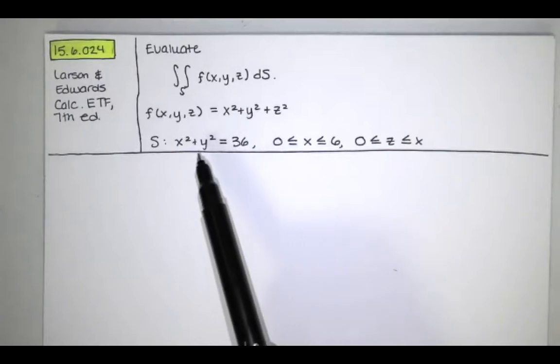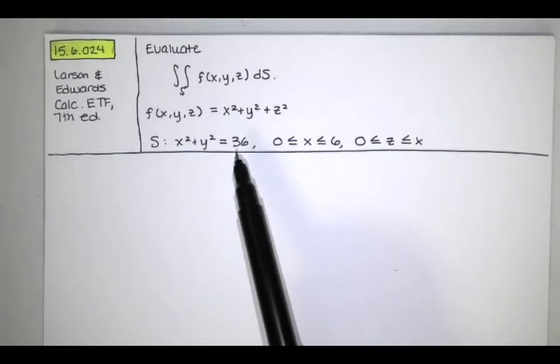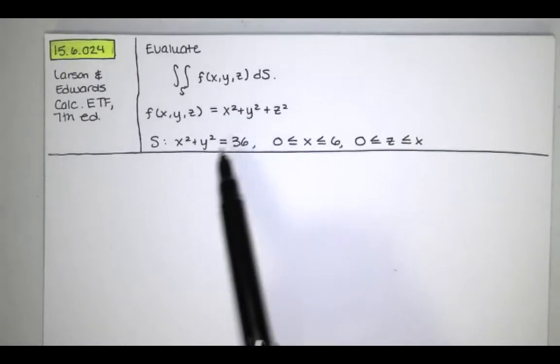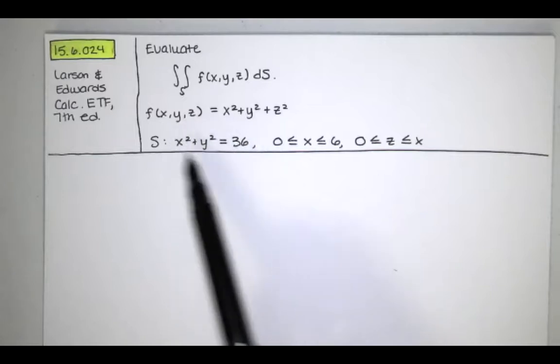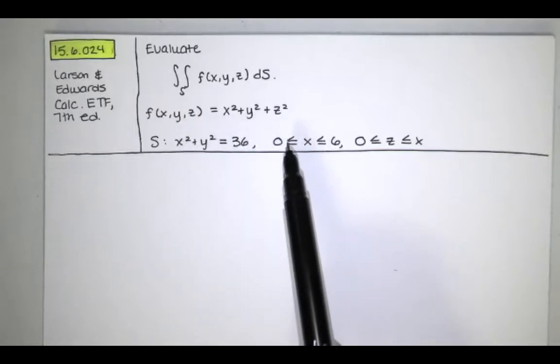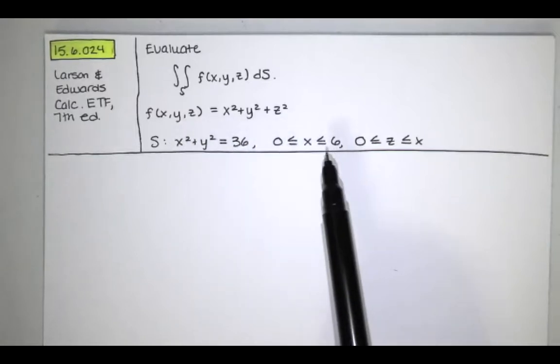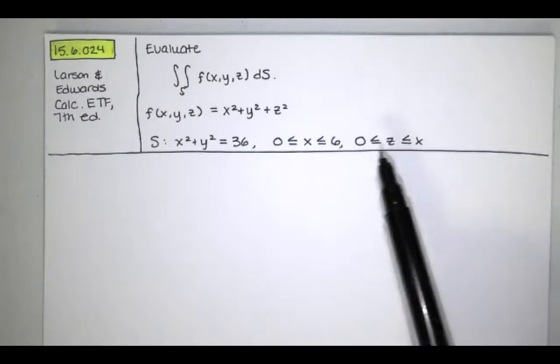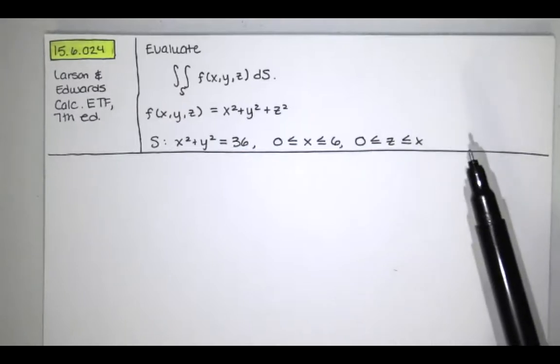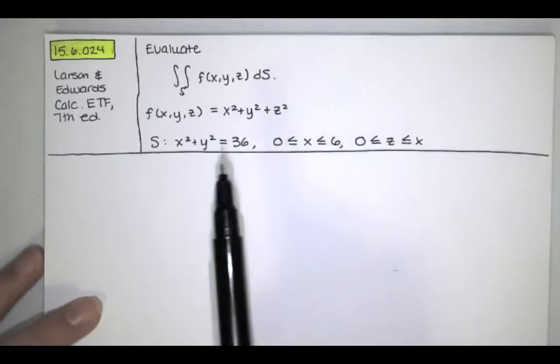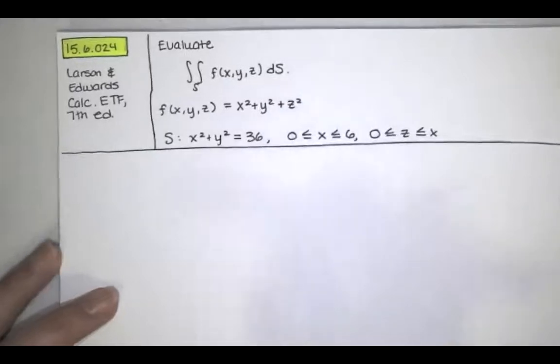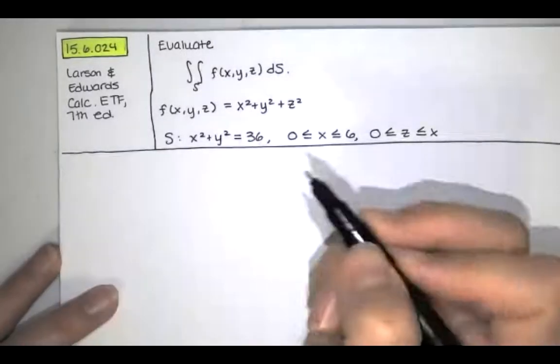It's a right circular cylinder of radius 6, and it's just a portion of that, the portion where x is between 0 and 6 inclusive, and z is between 0 and x. Now, this is hard to visualize. I feel like I can visualize it in my head, but it's really hard to graph on paper.